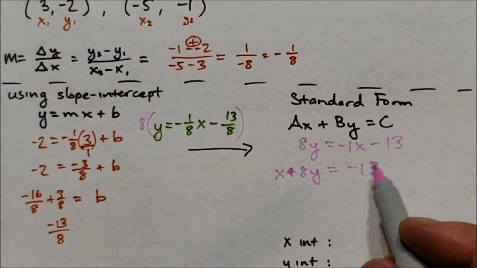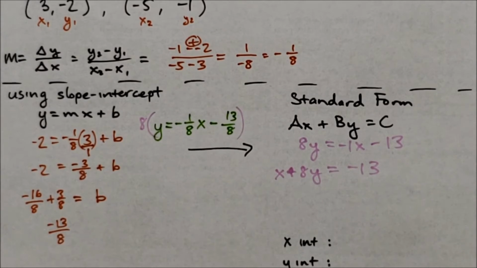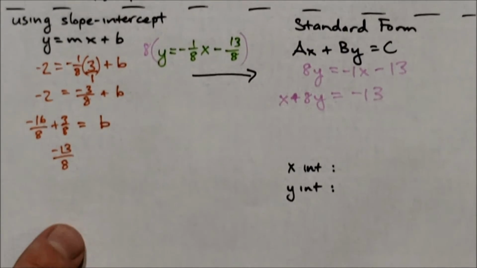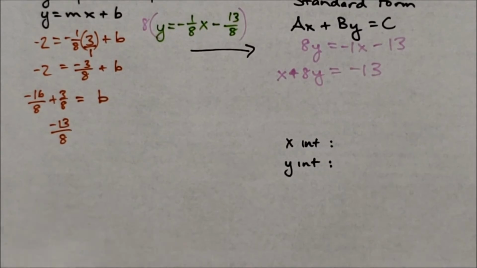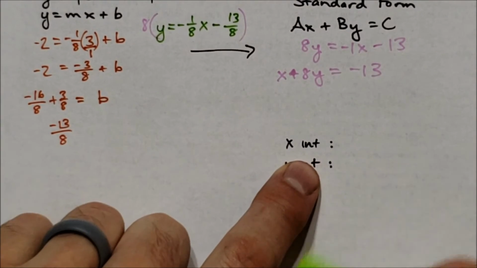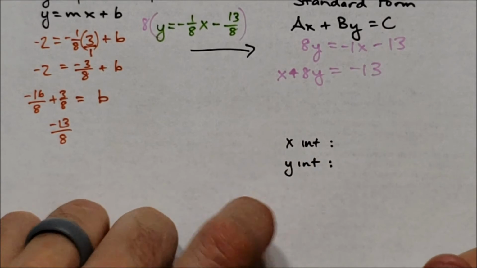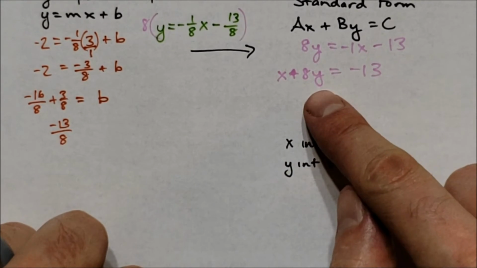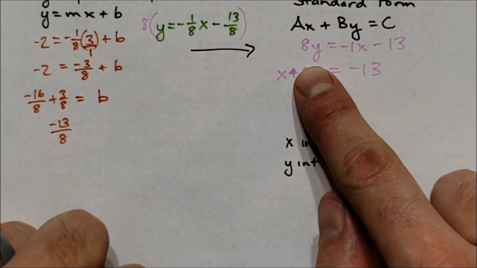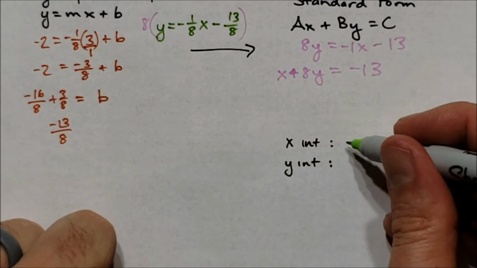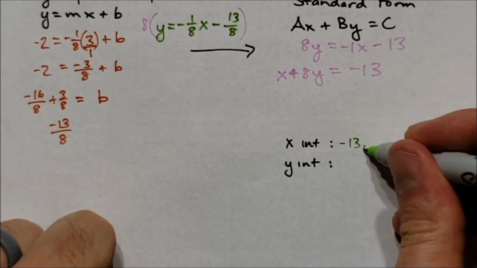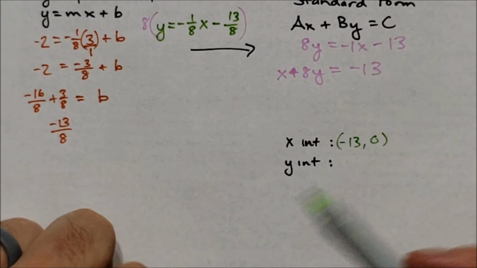The standard form is useful because we can easily find the x and y intercepts. We do this by, again, fat fingering. If I want the x-intercept, I want to know where y is equal to 0. So I'm going to set y equal to 0. That means that term goes away. I'm going to fat finger that. So x equals negative 13. X is negative 13 when y is 0.